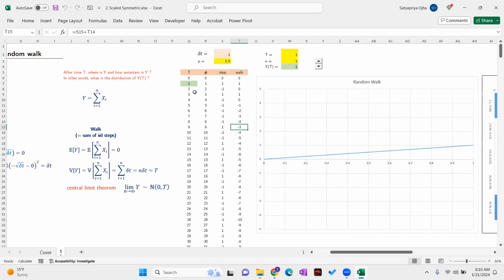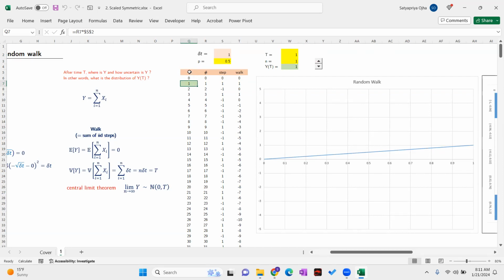Okay. Now you see this green cell here. I am using this to signify at what time capital T I am interested to see where the walk has landed. Okay, right now I'm focusing only on what happens after a year. All right. How do you get there? Whether 2 steps, 3 steps, 200 steps, that is part of the modeling exercise. It really does not matter.